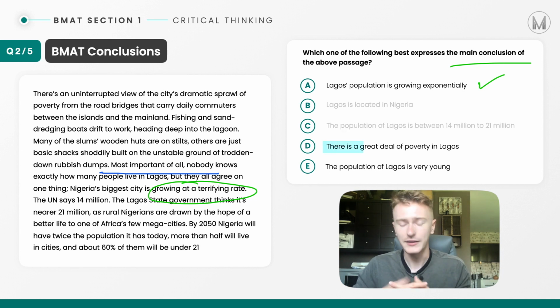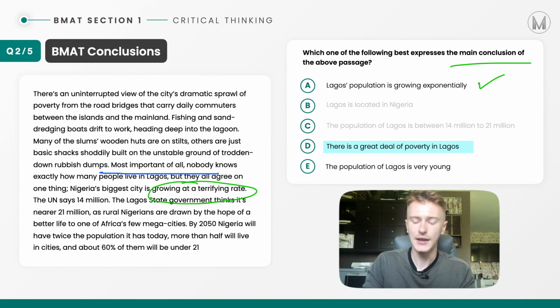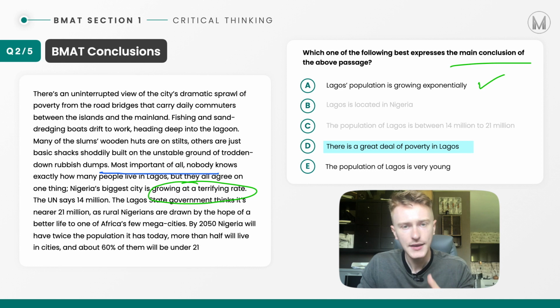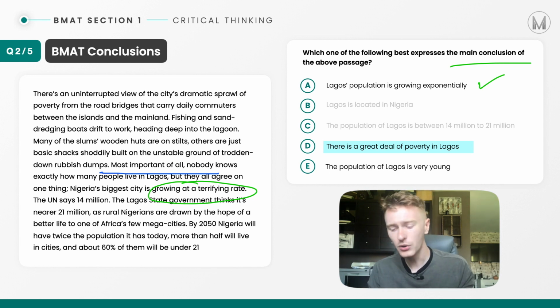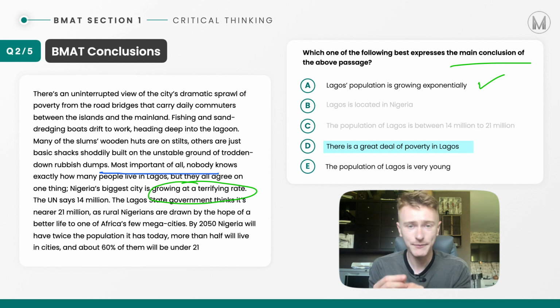Answer option D, there is a great deal of poverty in Lagos. Well, yes, you can see that from the dramatic sprawl of poverty mentioned in the first couple of lines. However, that seems to be, again, just setting the scene. It's introductory information, and it doesn't nearly capture what the author's trying to say about Lagos's population. The whole second half of the passage is about population, so purely focusing on the poverty in Lagos is missing the bigger picture of what the author was saying.